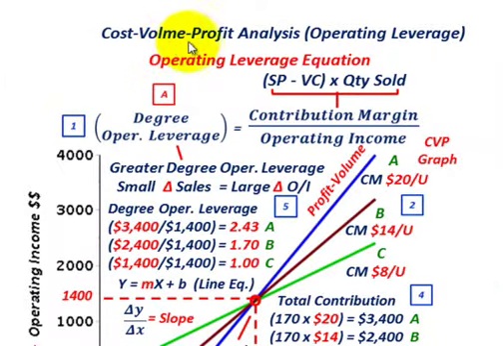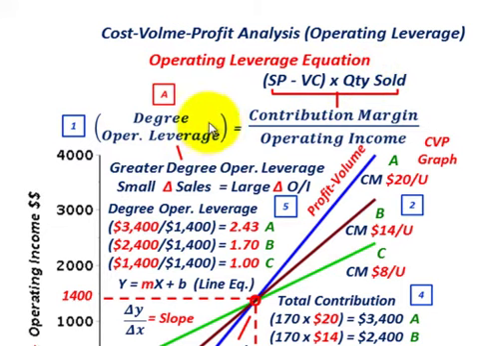What we're going to be going over here is cost volume profit analysis, and we're going to be looking at what they call operating leverage. First off, for our operating leverage equation, this is where we're looking for the degree of operating leverage, and that really equals the contribution margin divided by the operating income. The contribution margin is simply our sales price minus our variable cost on a per unit basis, and you take that difference times the quantity that you sell.